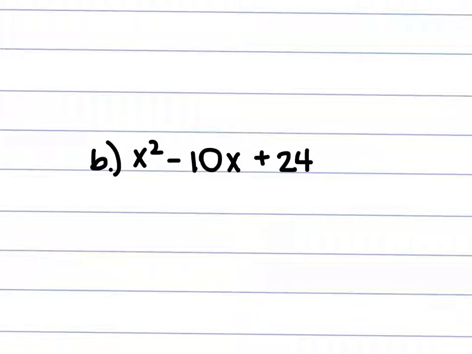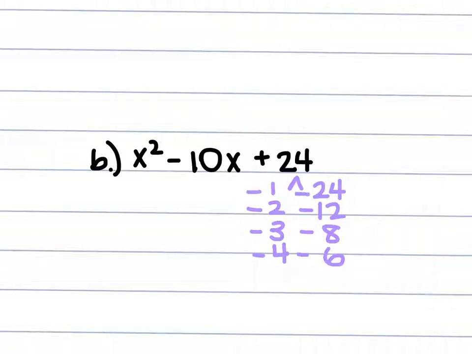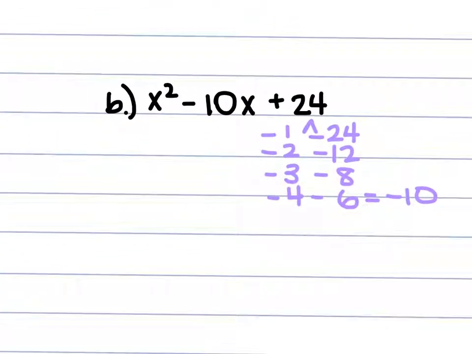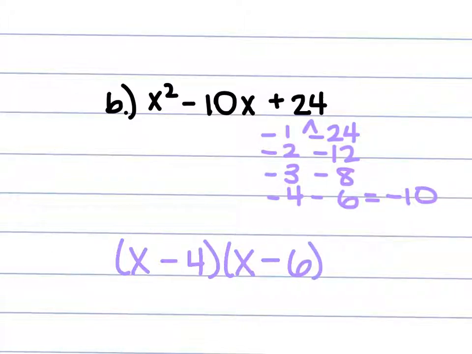For B, we have x squared minus 10x plus 24. So the factors of 24, we have 1 and 24, 2 and 12, 3 and 8, 4 and 6. If we added these to get us to a negative 10, both of our signs would have to be negatives, because a negative times a negative is a positive, and a negative plus a negative is a negative. So the one that's going to give us the negative 10 is negative 4 minus 6, which is negative 10. So this is going to give us x minus 4 times x minus 6.